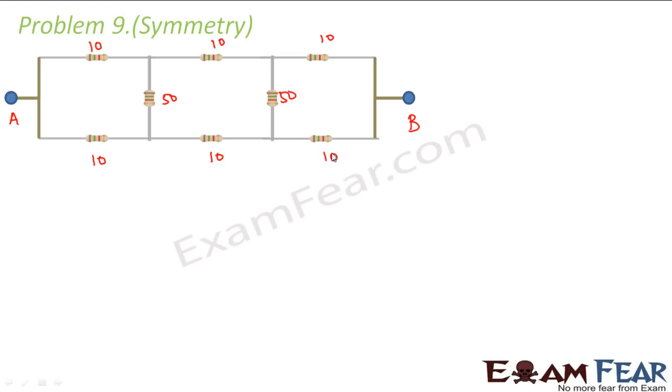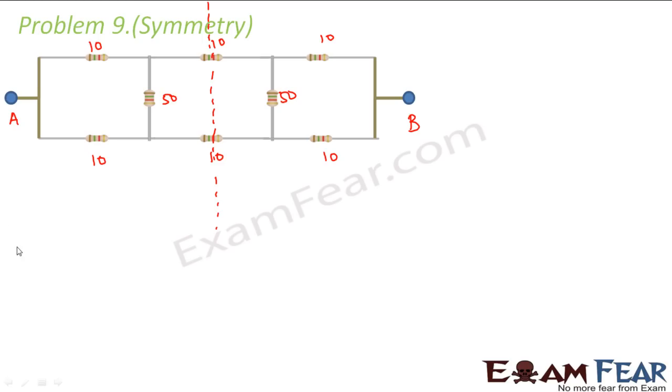So here also the first step is to find out between which 2 points we want to calculate the equivalent resistance. It is AB. So you have to find a line which is perpendicular to AB, some line like this, and which divides the circuit into 2 symmetrical halves. Obviously that line will be somewhat like this. If you look, this line is perpendicular to AB, and at the same time it divides the circuit into 2 symmetrical halves.